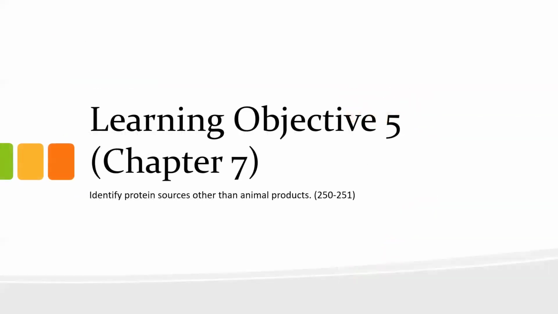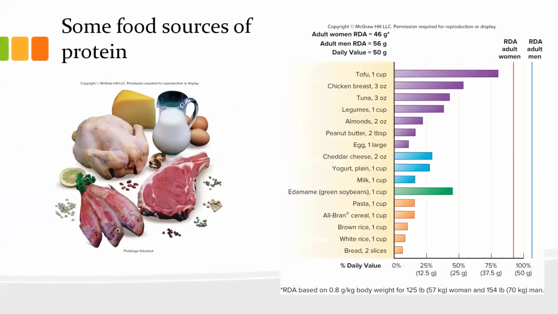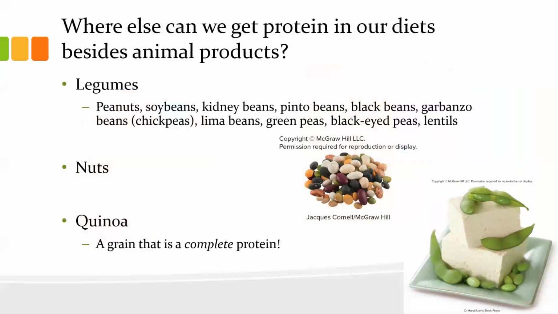Okay, moving on to learning objective 5 in chapter 7. Where can we find proteins? Well, easily understandable, you can find it in animal proteins, but you can also find it in tofu and legumes and almonds and egg and peanut butter, cheddar cheese, lots of different places to find proteins. But aside from animal products, again, lots of our legumes and nuts, and again, quinoa, which is great. It's also a complete protein.